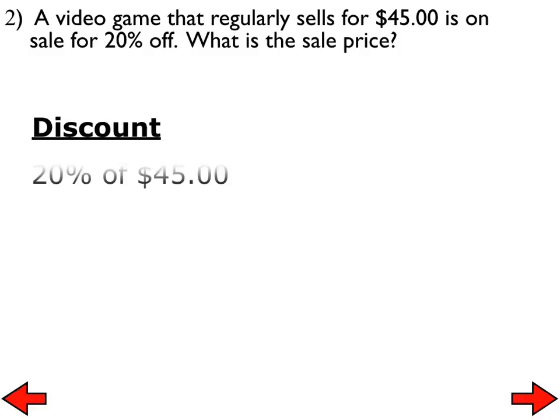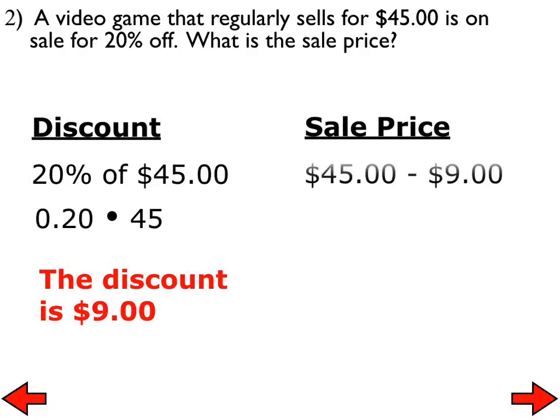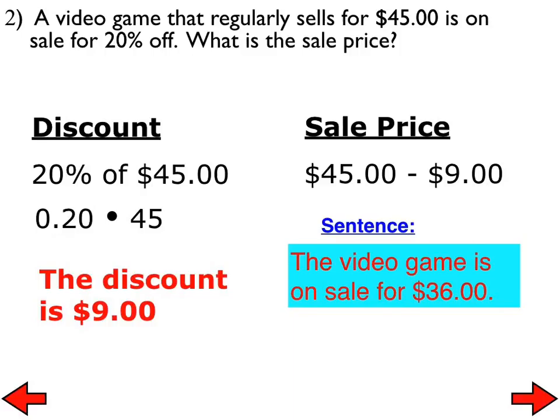So let's find a discount first. How much are you not paying? 0.20 times 45 would be? Good. The discount's $9. So that's how much you're saving. So 45 minus 9 is how much you as a customer are paying. And how much would that be? $36. Great. Write your sentence, please. That video game is on sale for $36, and that's how much you would pay for it after it's on sale. $9 is just how much you're saving.